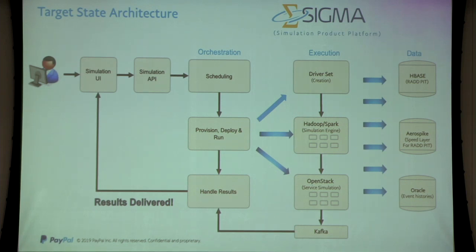Then have an orchestration layer, right, that properly schedules the simulation, and not just schedules it, but provisions resources on Hadoop, on Spark, and also on our OpenStack cluster, right? Because if you're running a large one, you need a lot of resources. You're running a small one, well, you don't need so much, right?